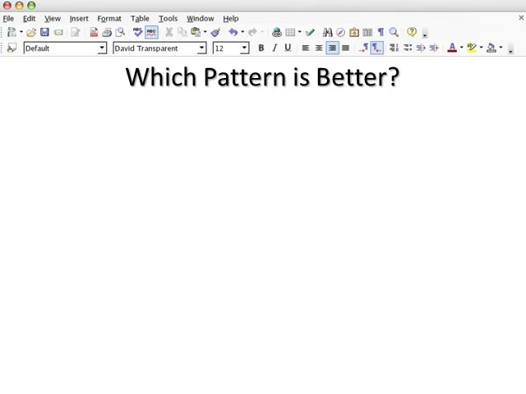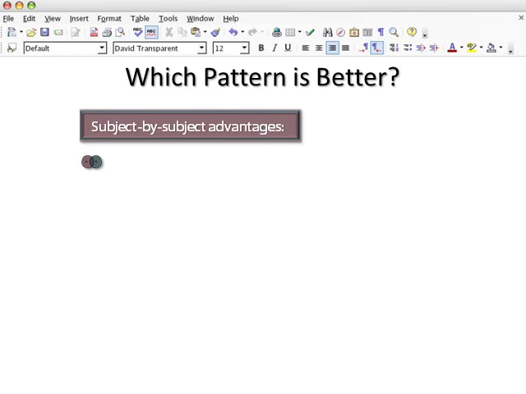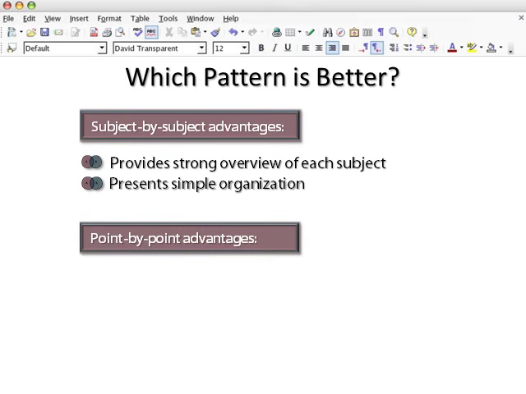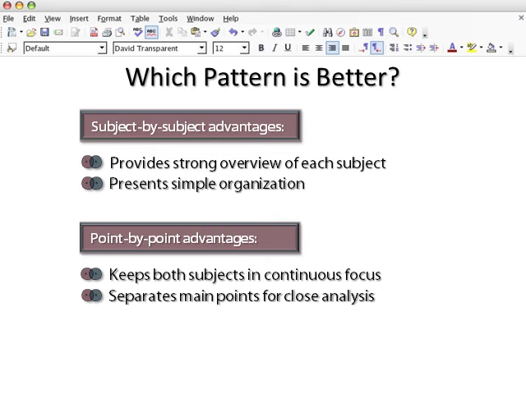The pattern you choose, subject by subject or point by point, depends on two factors: length of the paper and complexity of the subject matter. A subject-by-subject approach provides a strong overview and simple organization. However, in a more complex analysis, the point-by-point approach helps to keep both subjects in clear view and makes technical analyses more understandable by breaking them down point by point.